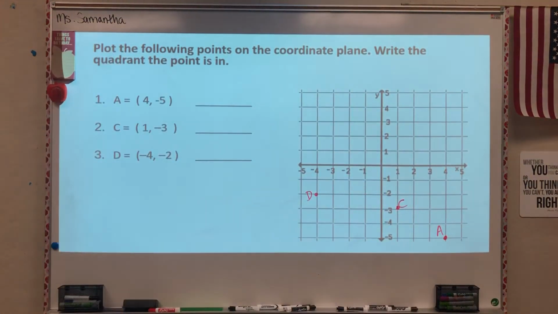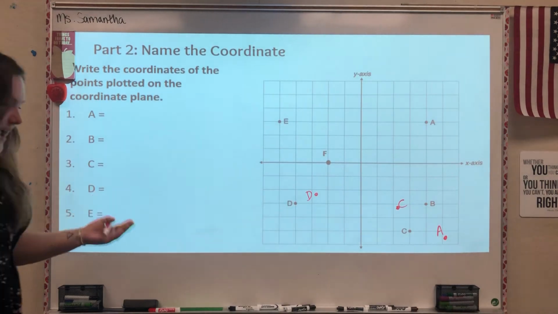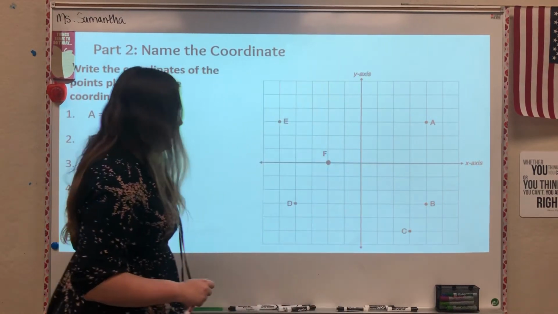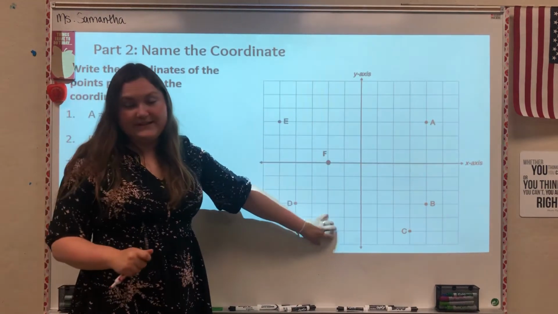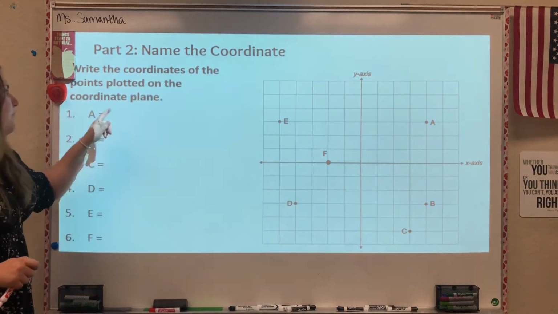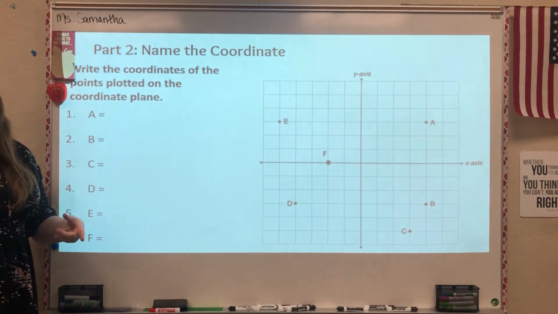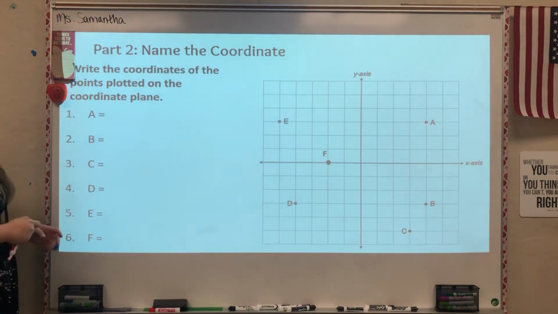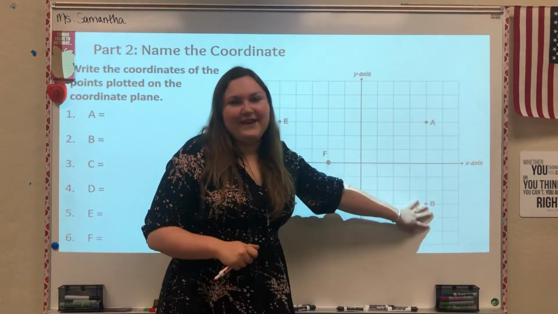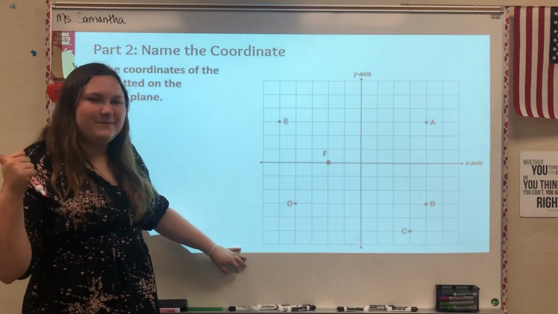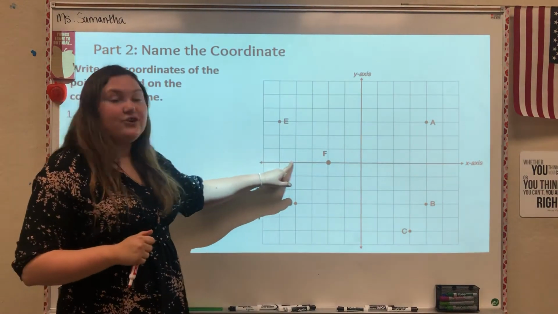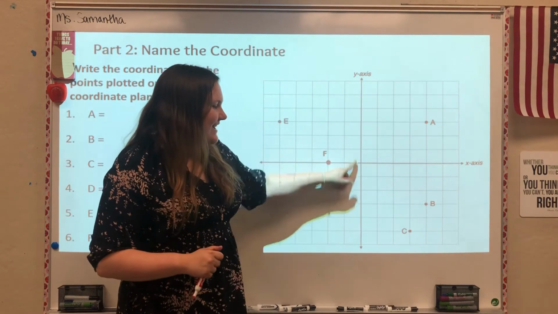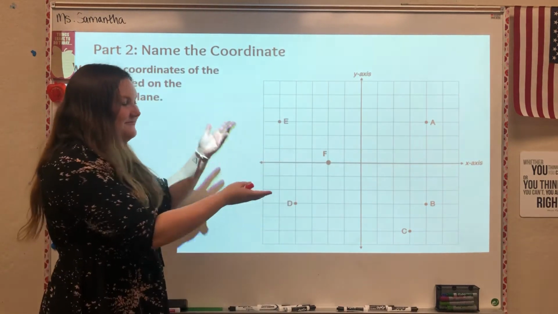The second part of this is doing the opposite. So now instead of plotting points, I'm over here looking at a graph that already has points marked on it. And instead, what we're going to do is name the coordinate. We're going to write the numbers that match with the point. Now there's something else different about this graph. If I look at this graph, it's different from those ones before, because there are no numbers on this coordinate plane. Notice our x and our y-axis have nothing, it's just blank.